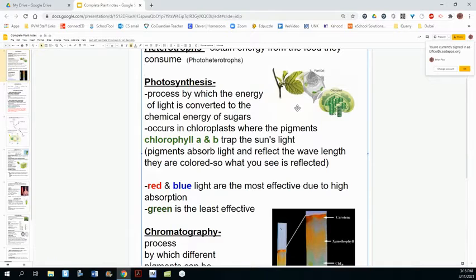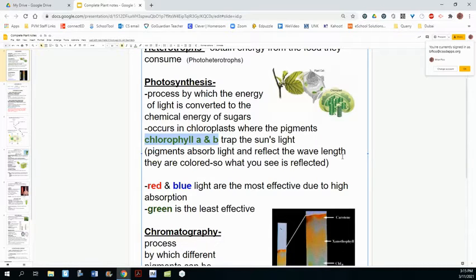So this is a process by which energy from light is converted into chemical energy in the form of sugars, usually glucose or fructose, and it can be galactose or sucrose as well. This occurs in the chloroplasts, where there are two primary pigments, chlorophyll A and B. These two pigments trap the sun's light energy, and they reflect wavelengths that they are colored. So this is how plants end up with a green color.